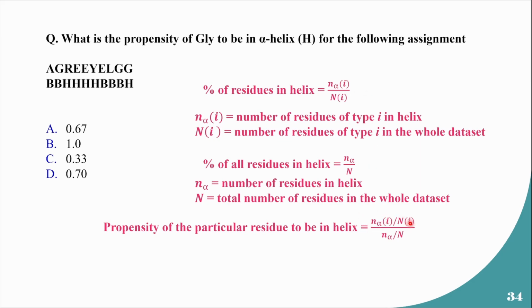So n alpha i divided by n i. Now you have to divide that by n alpha by n. What is n alpha by n? Here, n alpha is the total number of residues present in helix, divided by the total number of residues in the whole data set.